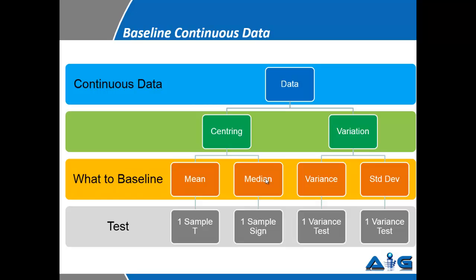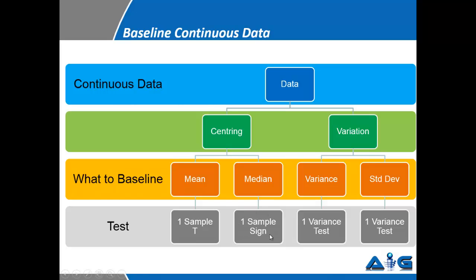Remember, the imperative question in such situations is the normality test. If your data is non-normally distributed, median is a better measure of central tendency. In order to baseline your mean, you have a hypothesis test in the name of one sample t-test. If you were to baseline your median, you have an option of a test called one sample sign.